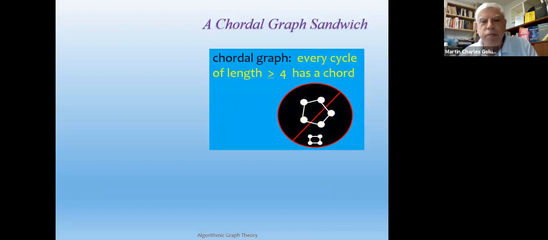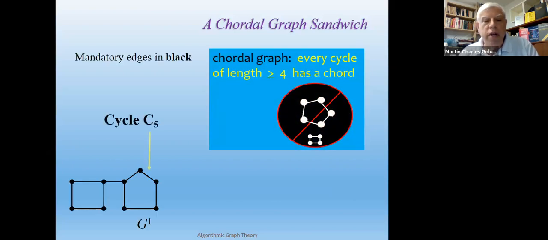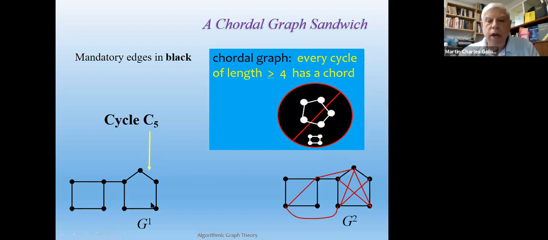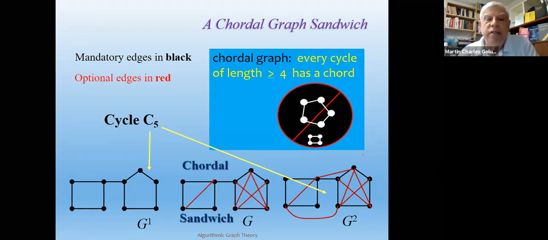So here's an example. G1 is not chordal. You can see that chordless cycle of length 5 here. And G2, which has extra edges, the red ones that are optional to be added, is also not chordal. You can see a C5, a 5 cycle in that graph. What I would like her to do is to pick a subset of the red edges, of the optional ones, and fill them in order to get a chordal graph. In this example, we see in the middle that by adding these edges, but not all of them, we've created a chordal graph, and we call that the chordal sandwich graph for this problem.